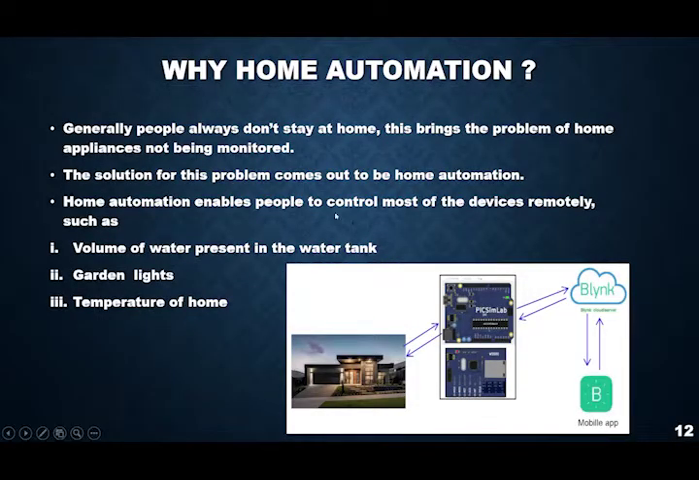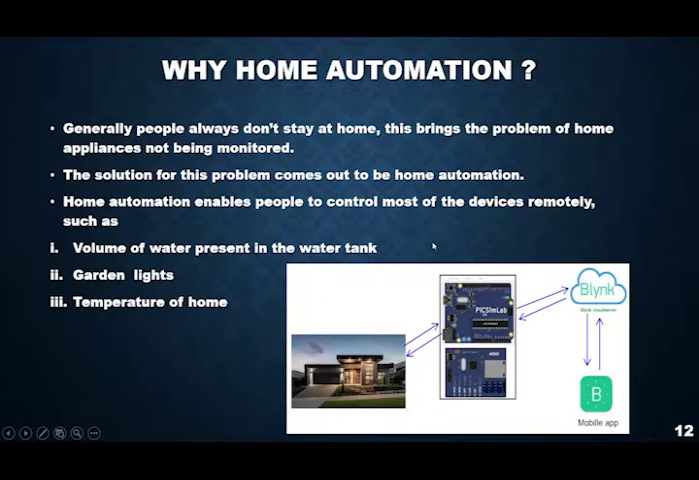So why did we choose home automation as our project? Generally people don't always stay at home, and this brings the problem of home appliances not being monitored. For example, in the morning we started our water tank to fill, and we went out for work or for college, and we forgot to switch off that water tank. So that will be a waste of water, a waste of energy, where everything will be wasted and nobody is there to control it.